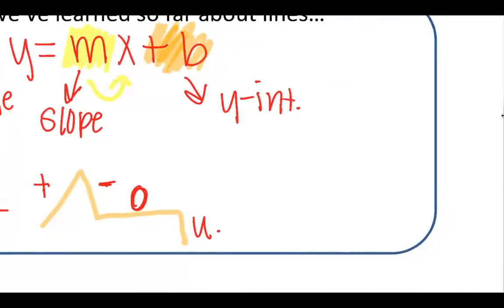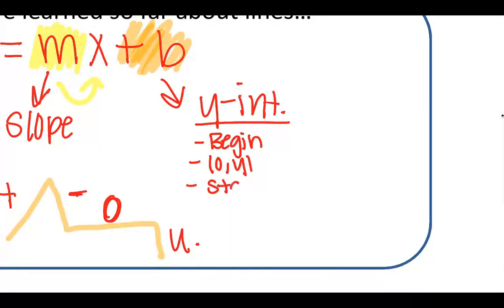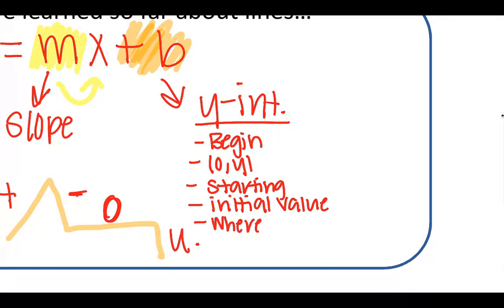Then we also talked about y-intercept. Again, this is our beginning. Our b is our beginning, and it's always given in points 0, y. You might hear starting or initial value. These all mean y-intercept, and it's where the graph crosses the y-axis.